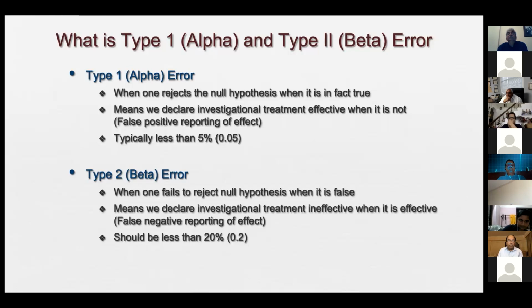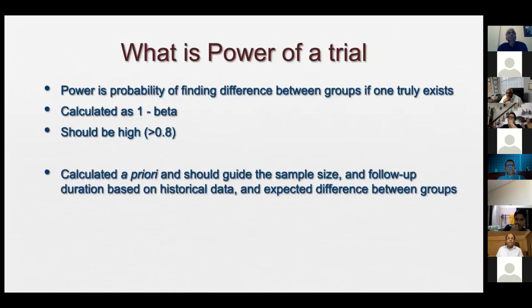So that's a false negative reporting of the effect. And it should ideally be less than 20%. How do you measure that? We measure it by the power. So typically, we want sufficient statistical power in the trial, which is calculated as 1 minus beta error. So it should be more than 80% or 0.8, which means that the beta error should be less than 20% or less than 0.2.